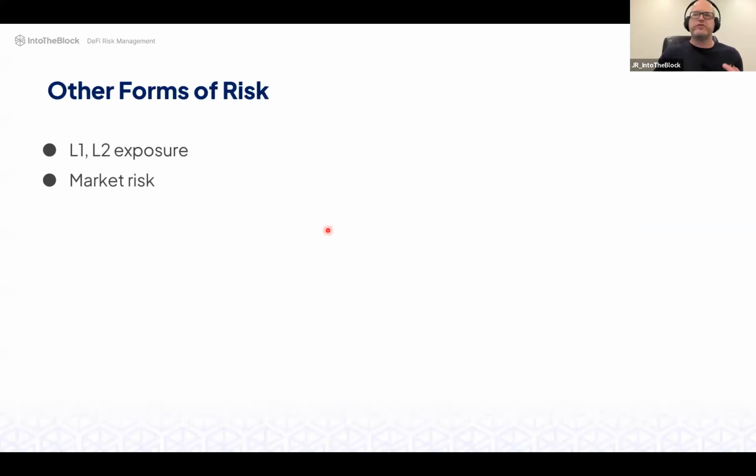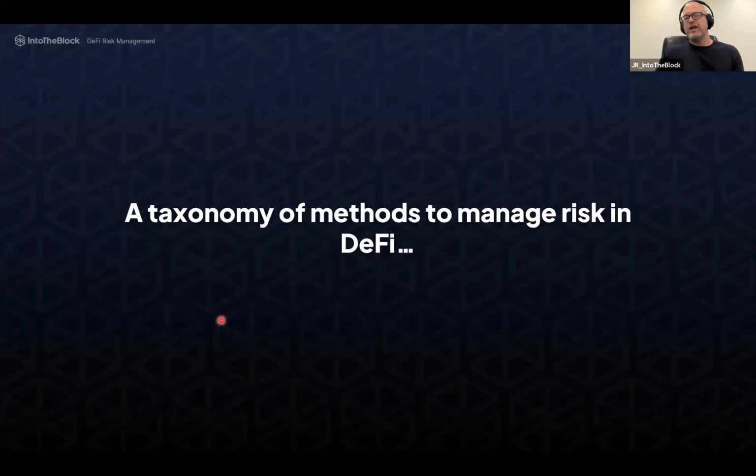Now, there are other forms of risk. Obviously, you have exposure to layer 1, layer 2, so you have market risk and other things. But in general, technical, economic, and governance risk encapsulate most of the risk conditions that you're going to see in DeFi protocols. Now, that's how you classify it.